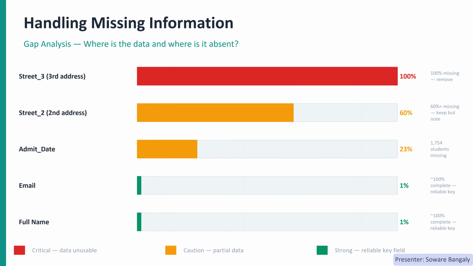Next, the handling of missing information. The handling of missing information makes use of gap analysis. The third street, we did 100% data cleaning there, while the second street, we did 60%. The admit date, we did 23%, while the email and the full name, we did 1% data cleaning for that. So next slide.